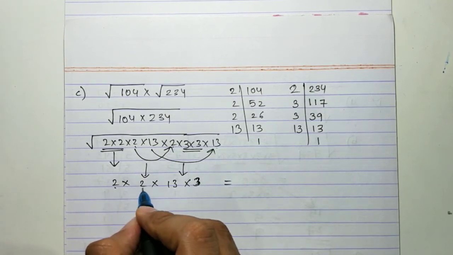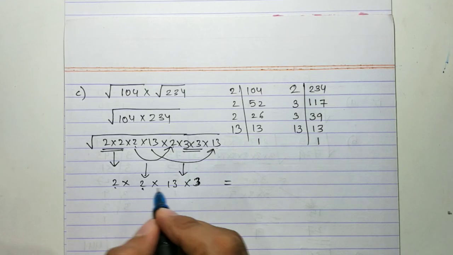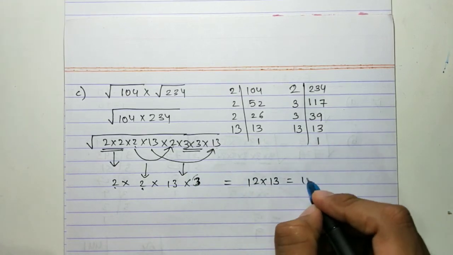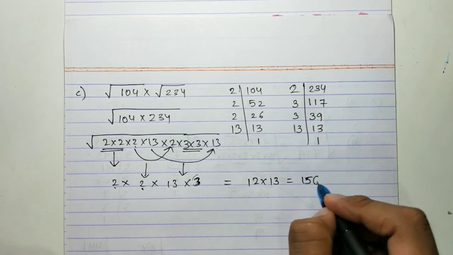When you multiply this 2 into 2, 4, into this 3 is 12, so 12 into 13, that is 156 is your answer.